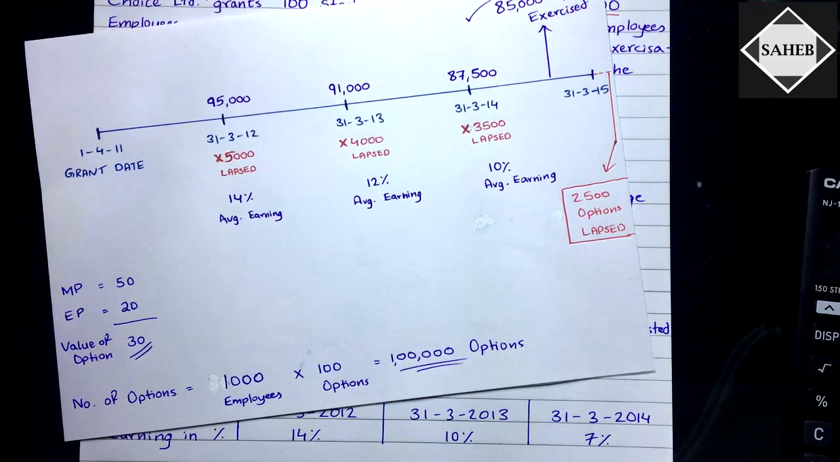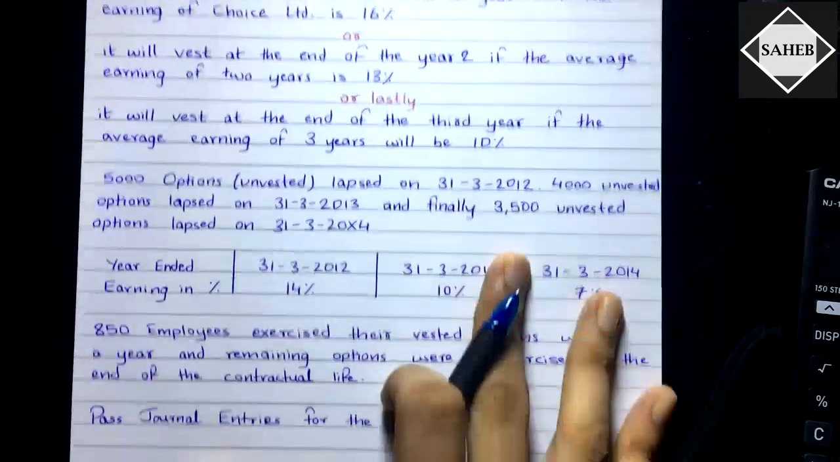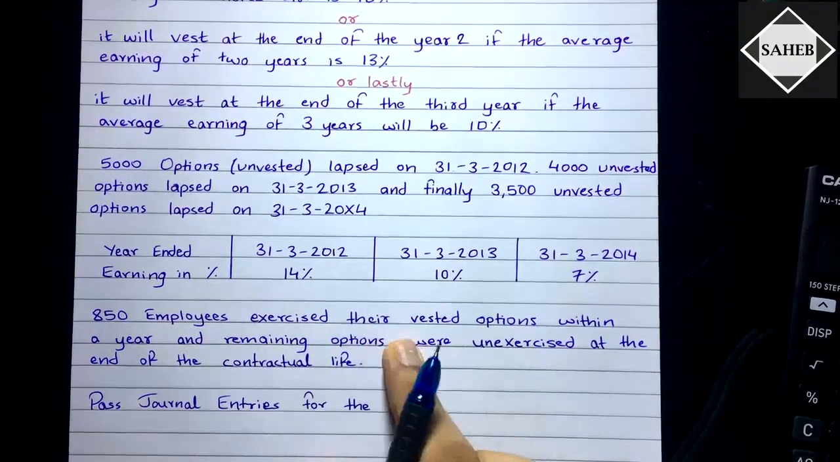Yeah, but it's better to have an overview beforehand so you will not make a mistake. Yeah, then they are saying 850 employees exercise their vested options. 850 employees exercise their options.